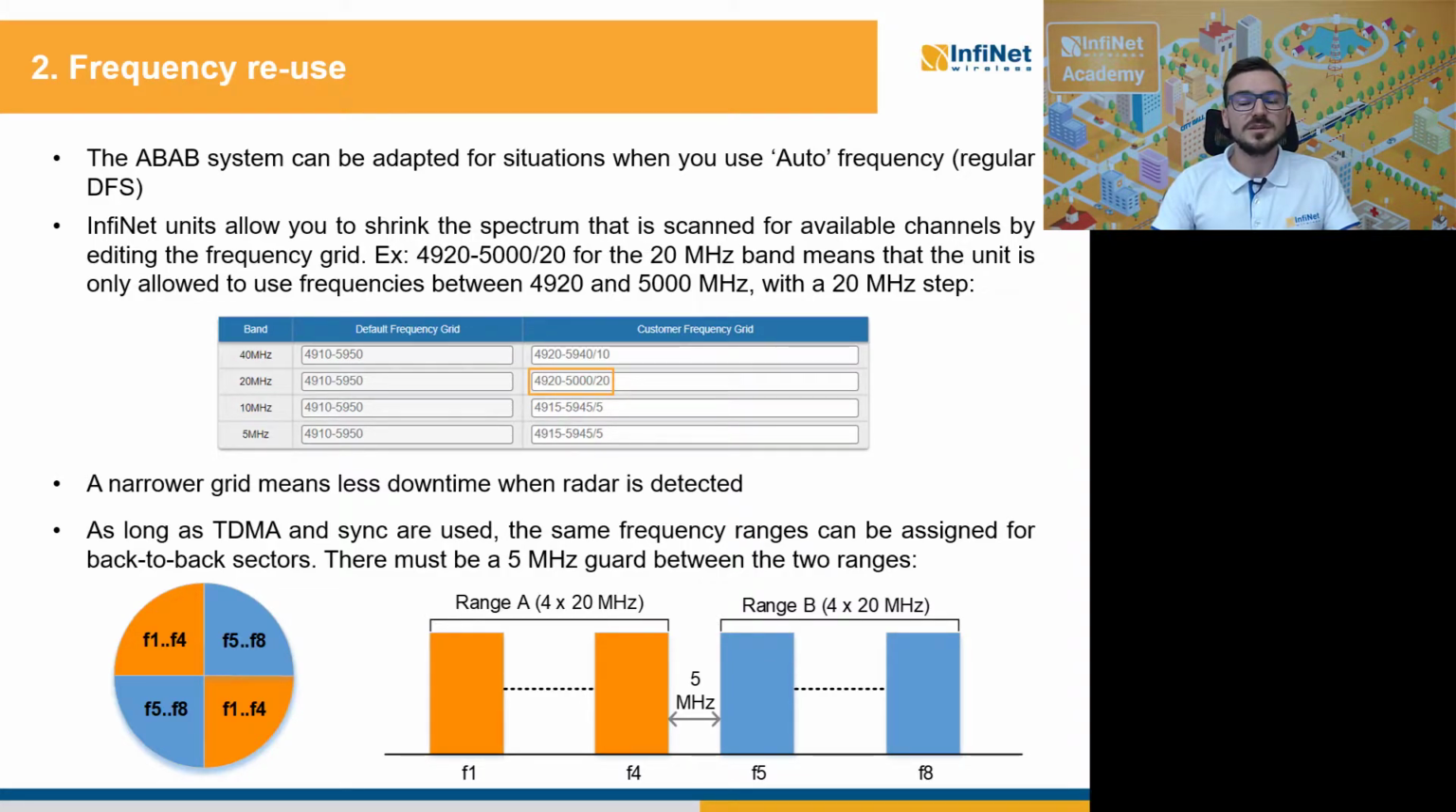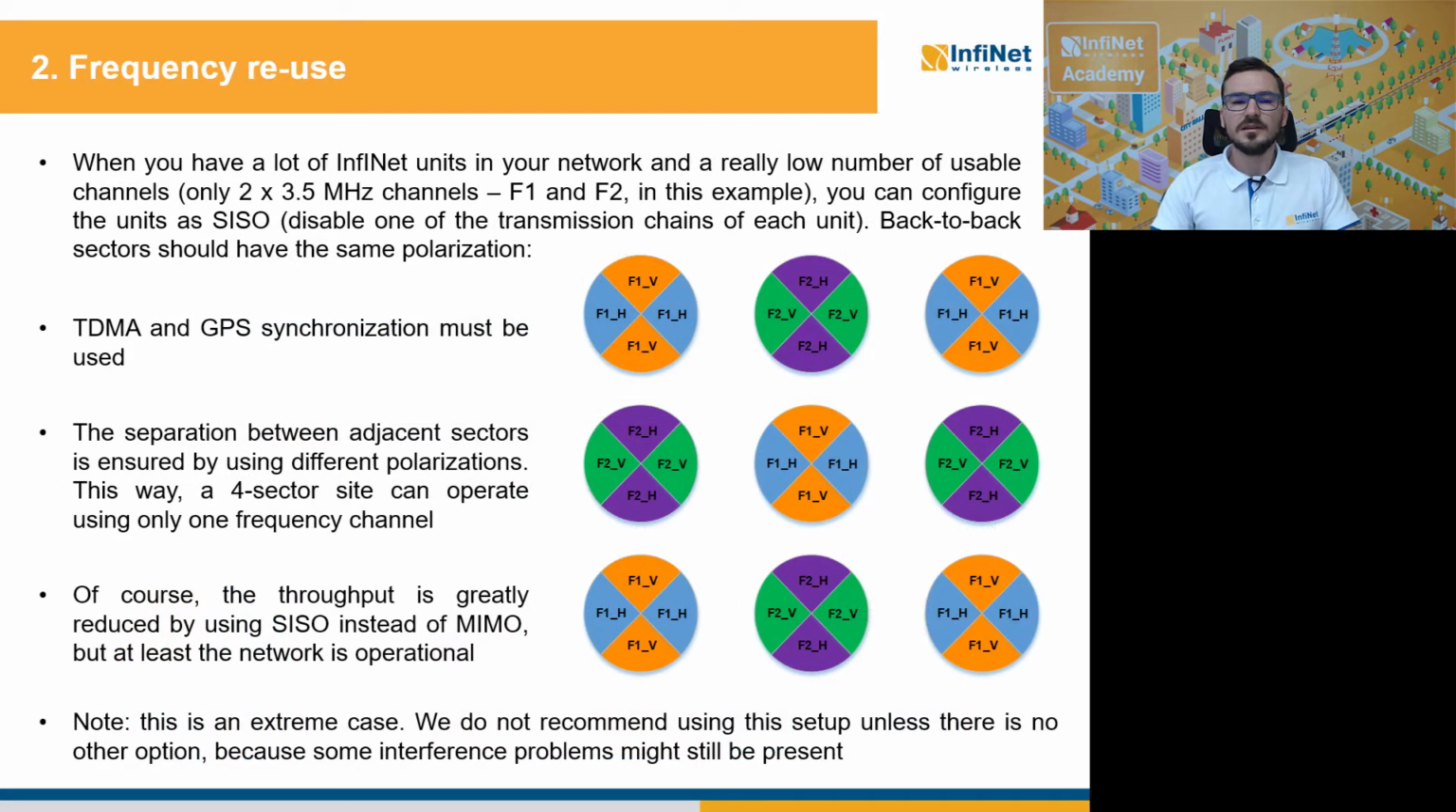The picture shows an example of a 4-sector site which uses two ranges of 80 MHz with 5 MHz guard between them, so 4 20 MHz channels for each pair of back-to-back sectors. And another special case that I want to show you is when you can use the same frequency for all 4 sectors.